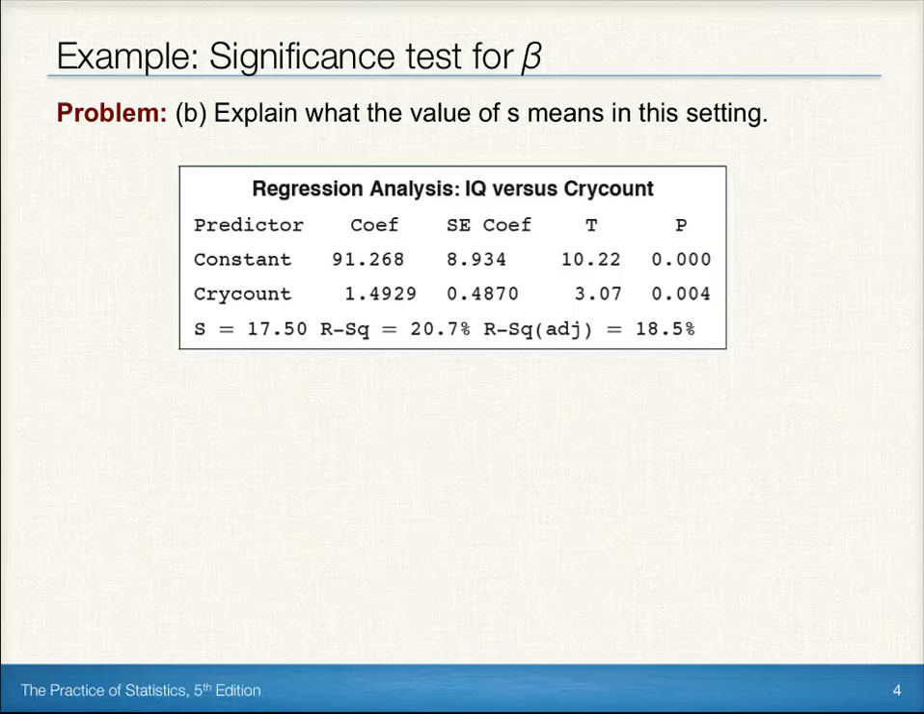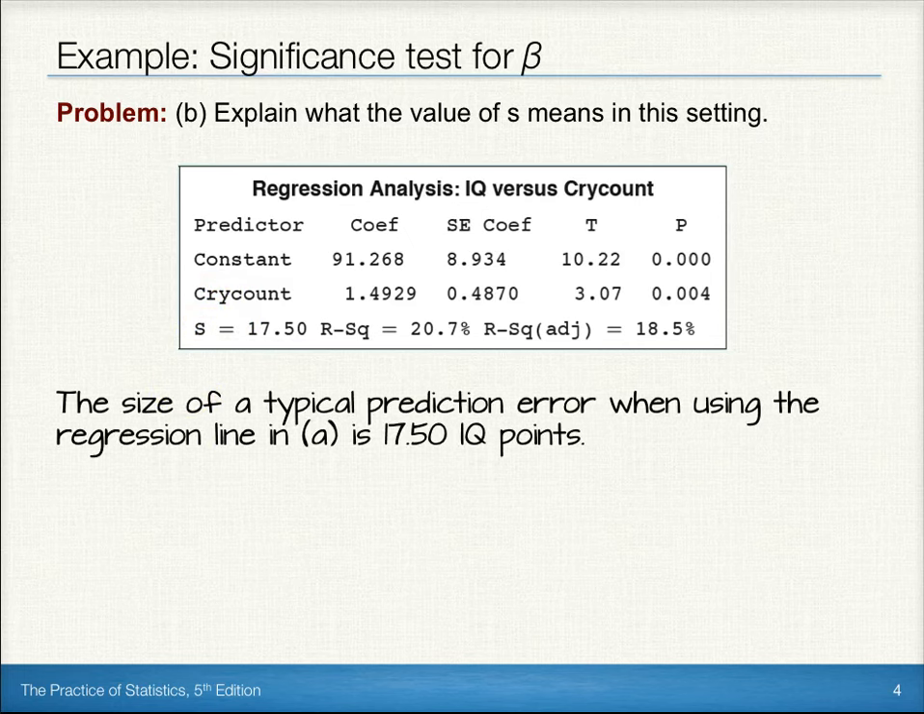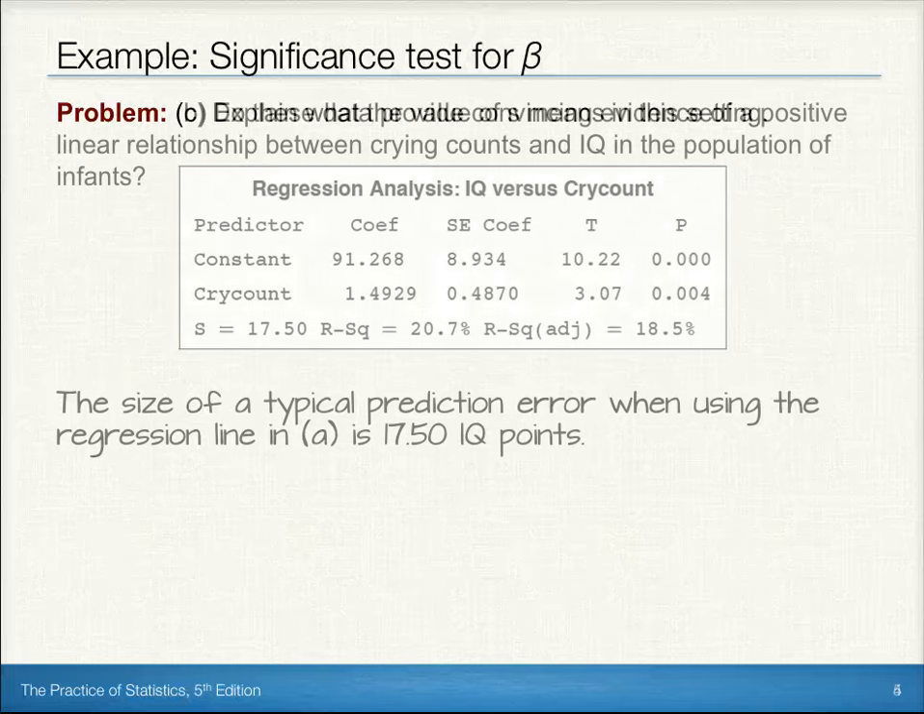Now what does the value of S mean in this particular setting? In the Minitab output we see down here the value of S is 17.5. Recall that when we make a prediction with this line, we're not going to get the exact true value, so we figure the size of a typical prediction error when using the regression line is about 17.5 IQ points.